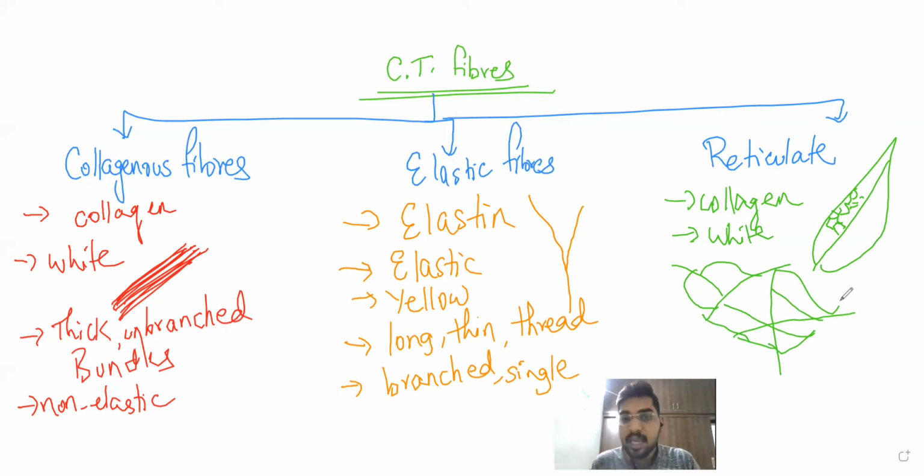Connective tissue fibers. These fibers are present in the matrix that is made up of proteoglycans and glycoproteins. These fibers are of three types based on the components.